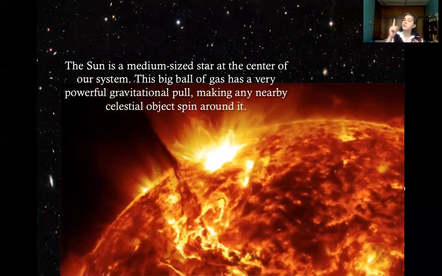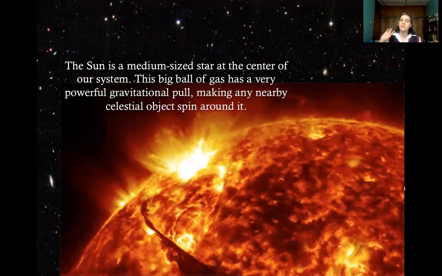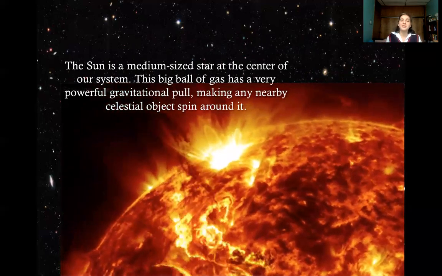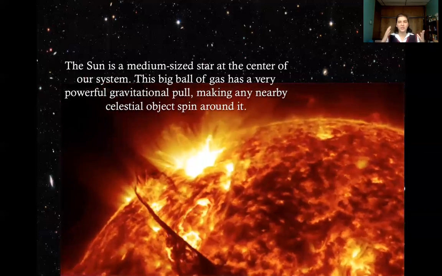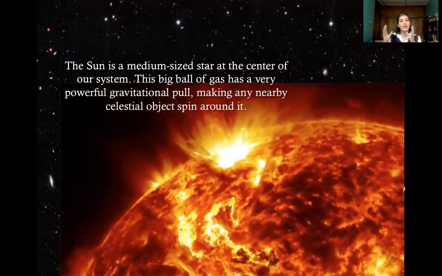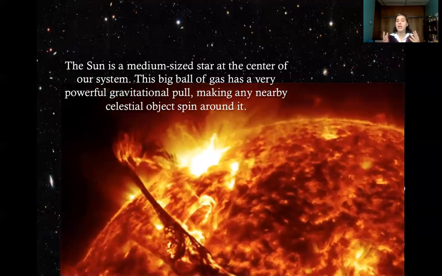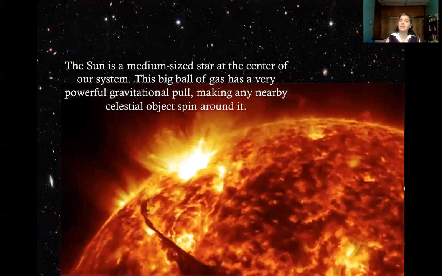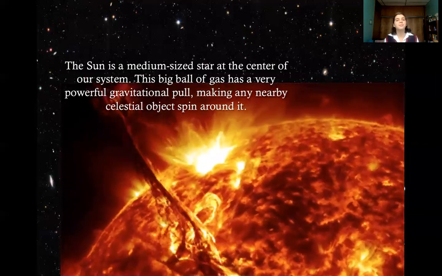So, the sun is the center of our solar system. That's why we call it a solar system, because everything that composes it surrounds the sun. The sun is a medium-sized star at the center of our system. I know it's hard to comprehend that the sun is actually not that big, but in the entire universe that we have not yet come to explore completely, we know that there are bigger stars like Betelgeuse or Arcturus.